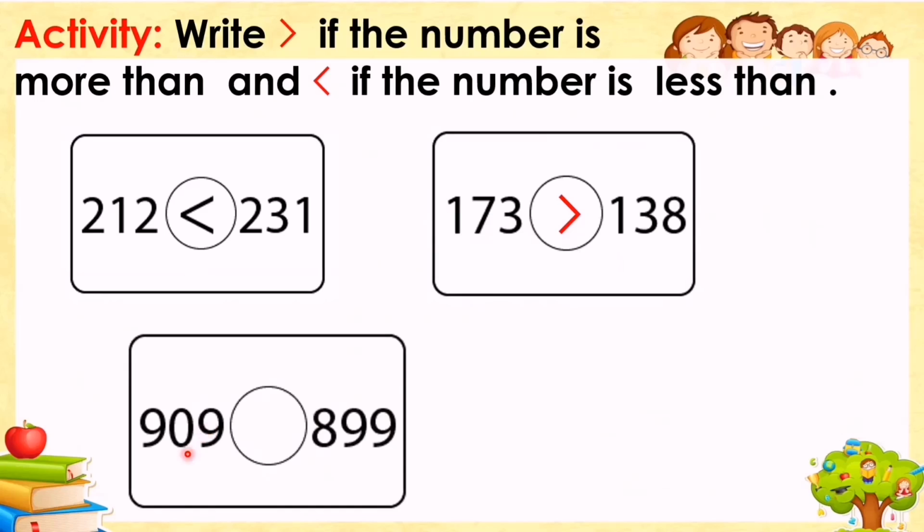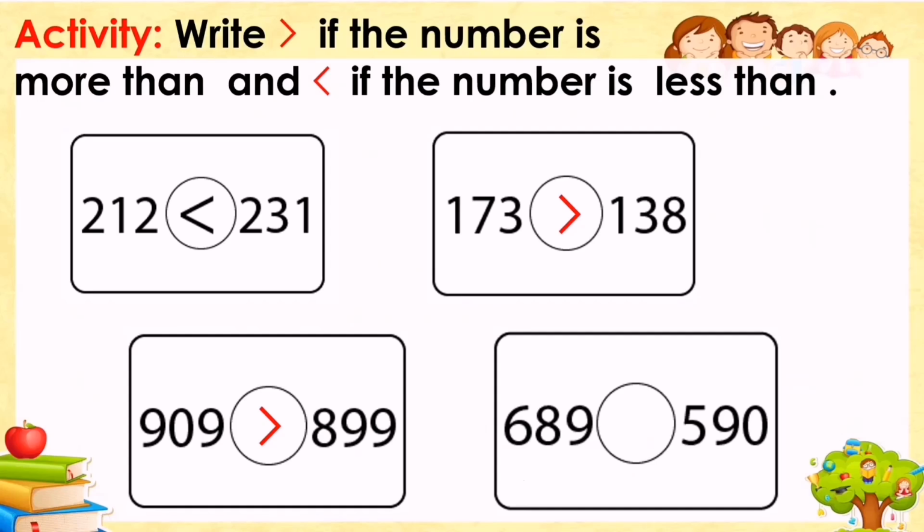Next, we have here 909 and 899. So, what's your answer here? Is it more than or less than? The answer here is more than. Again, the big mouth faces or eats the bigger number or the greater number. And the tip is facing the smaller number.